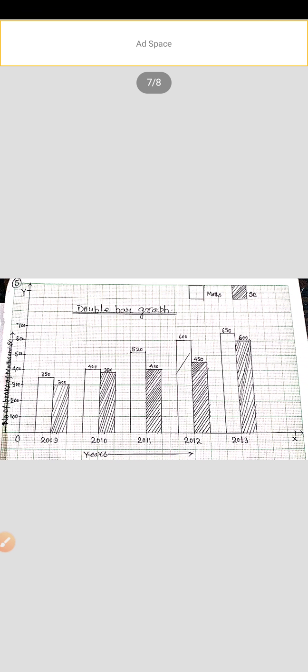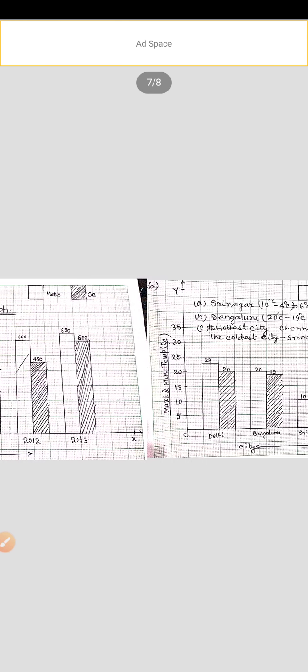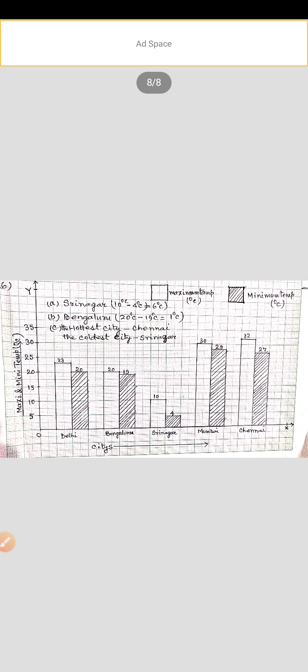Now question number 6. The following data gives the maximum and minimum temperature in degrees Celsius of some cities on a particular day. Plot a double bar graph from these data and answer the questions. So first of all, draw a double bar graph. You have been given the different cities and their maximum and minimum temperatures. So draw the bar graph and write the answers of the following questions.